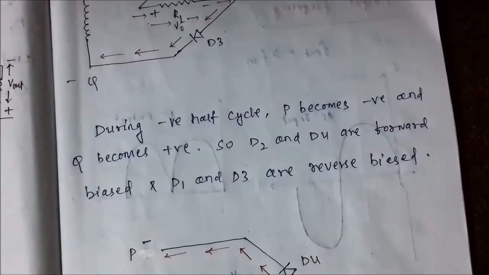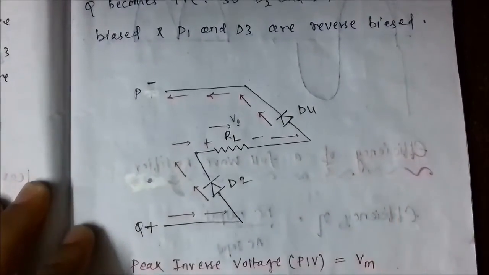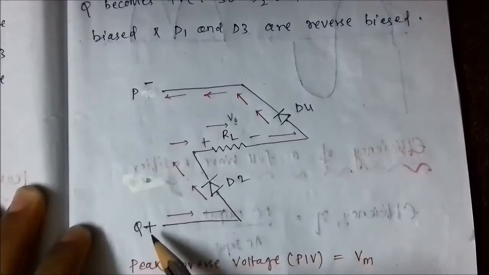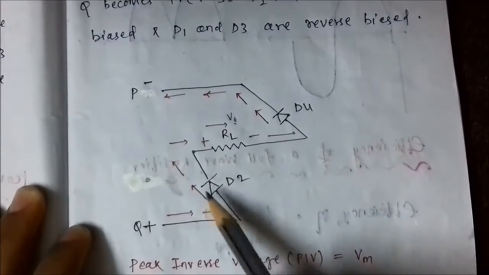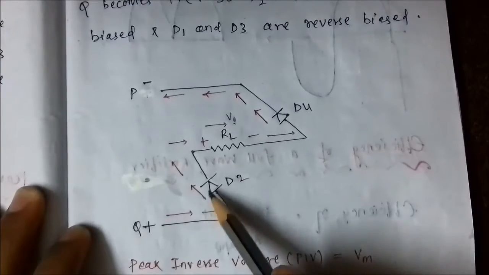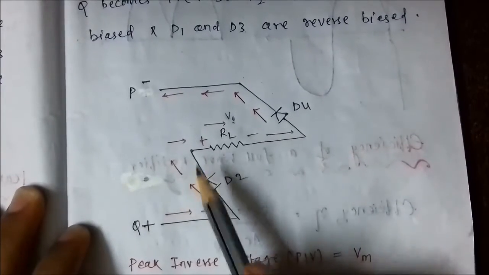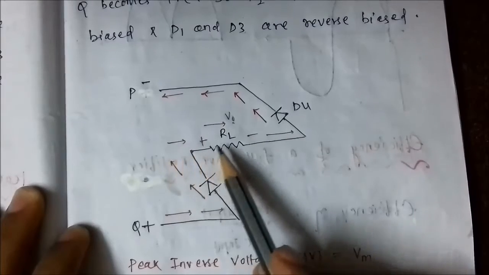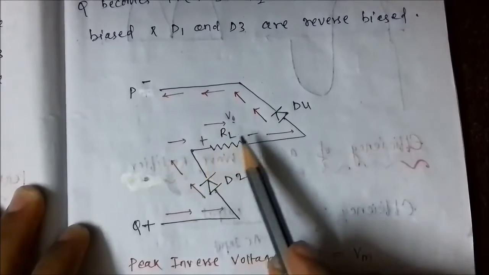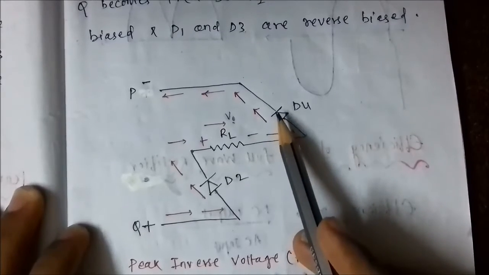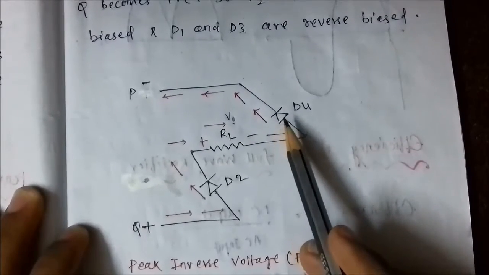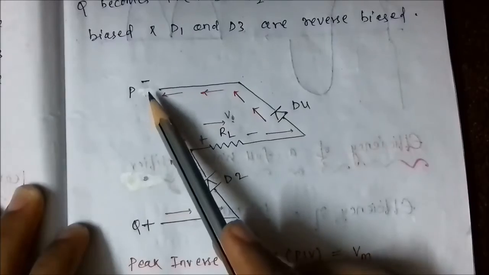So the current flow diagram is like this. It starts from the positive polarity end, travels through the short circuited diode D2. I have shown the diode here, but it's actually a short circuit. It then flows through the load resistance from the positive sign to the negative sign end, again through the short circuited diode, or the forward biased diode D4, and terminates at the negative polarity, and this cycle continues.